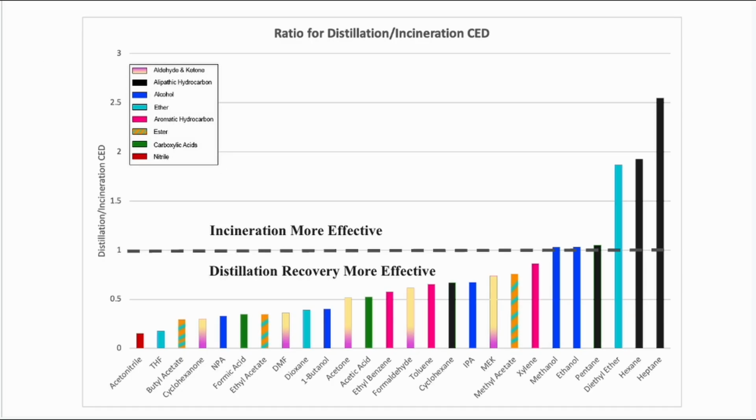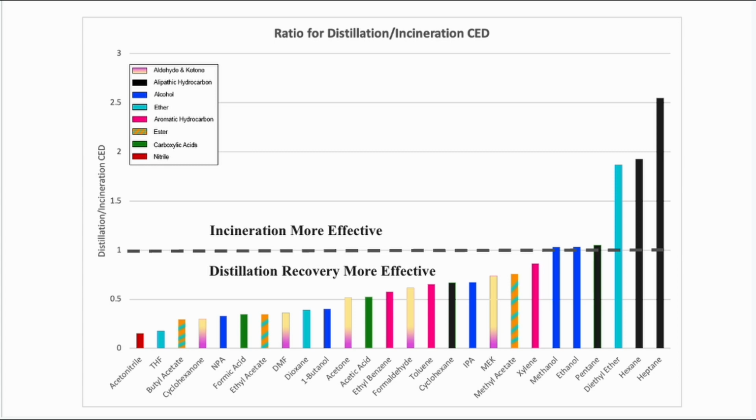The following graph plots the distillation over incineration for the cumulative energy demand. What this means is that a value larger than 1 signifies that distillation is more energy demanding, and a value lower than 1 signifies that incineration is more energy demanding. In most cases, it seems like distillation is more energy efficient than incineration, thus being more sustainable. This is likely because you can reuse the solvent that you get through distillation instead of producing it again.